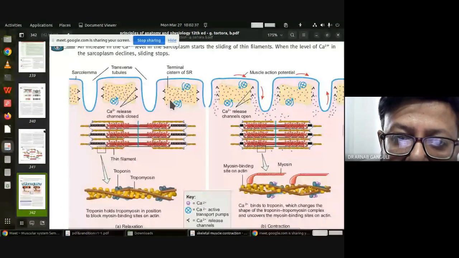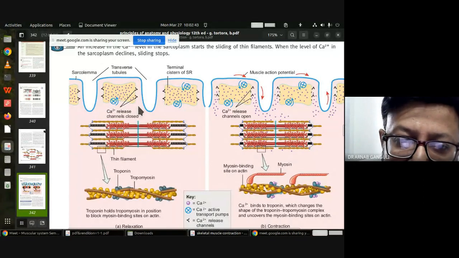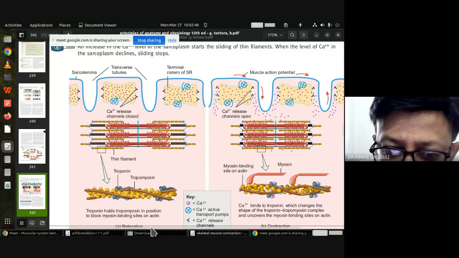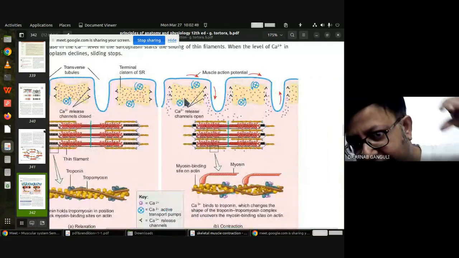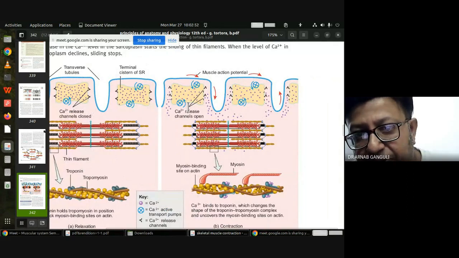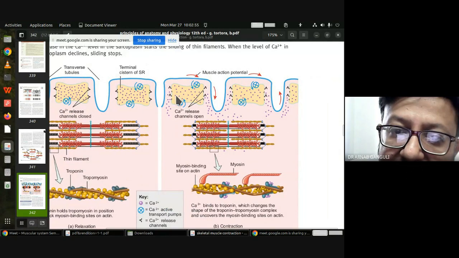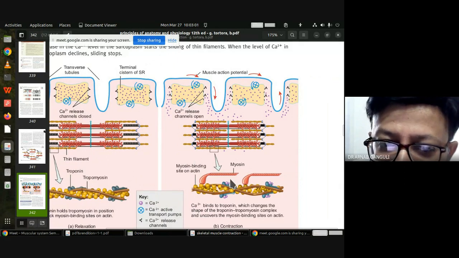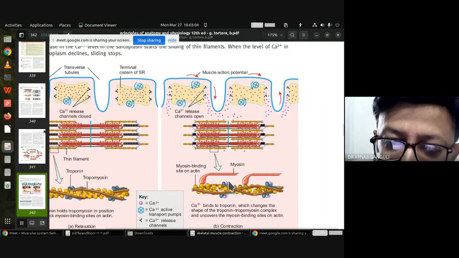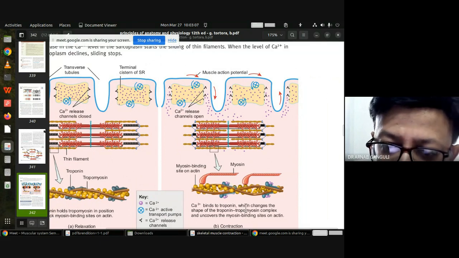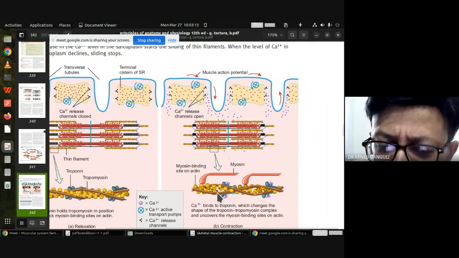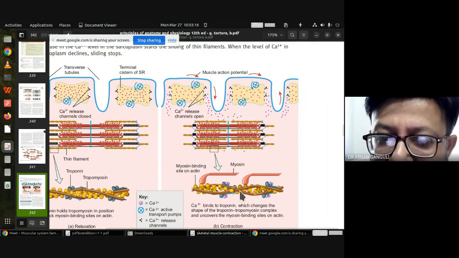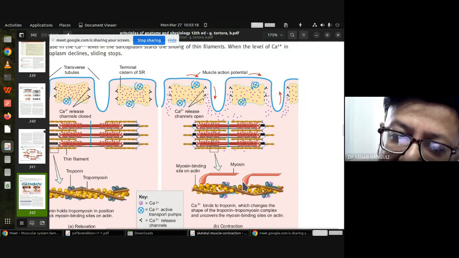This has a rich store of calcium ions. Then a muscle action potential comes. The nerve action potential causes polarization and depolarization on the muscle, and this causes the calcium channels in the sarcoplasmic reticulum to release this calcium. This calcium goes and binds to this troponin molecule. After it binds to the troponin molecule, it changes the shape of the tropomyosin complex, and these myosin binding sites are uncovered. When it is uncovered, it binds again.